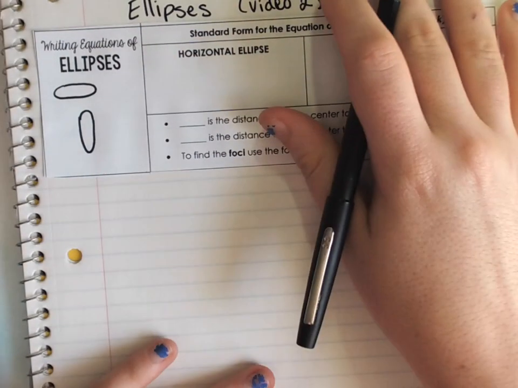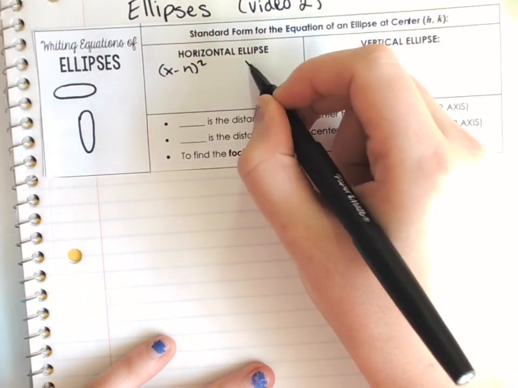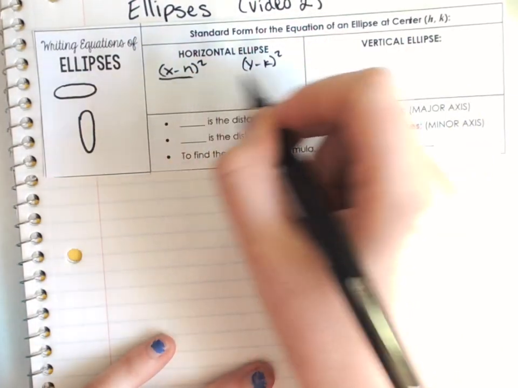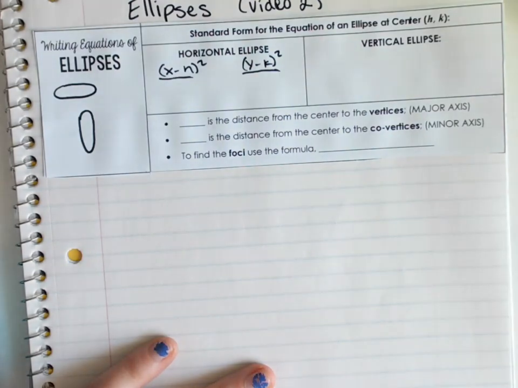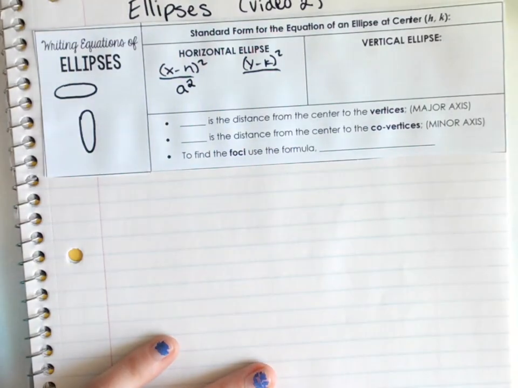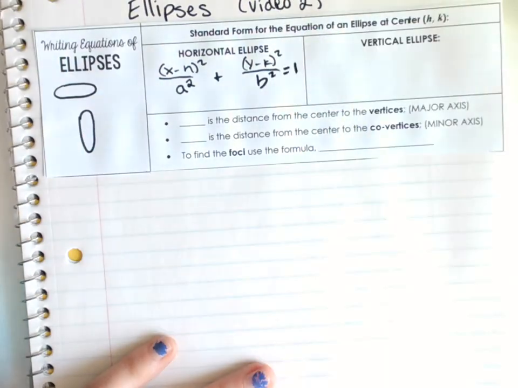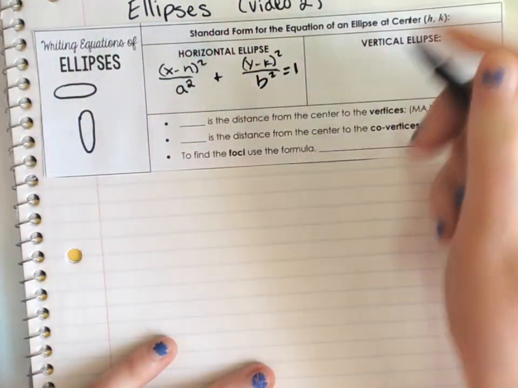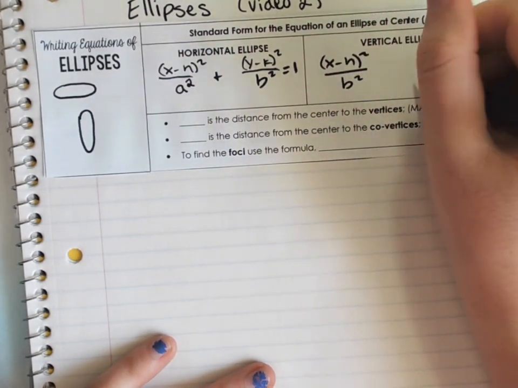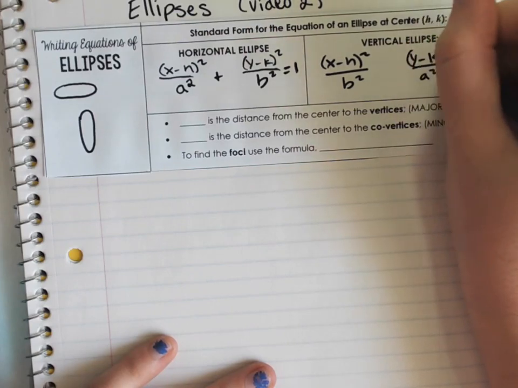The horizontal will start out with x minus h squared, and there'll also be a y minus k squared, very similar to what we've seen with circles. But if it's a horizontal, the larger denominator, or a squared, will be under the x, while b squared would be under the y. And it's always going to be equal to 1. So the difference between the two of them is just where a and b are placed. So this would be x minus h squared over b squared, and y minus k squared over a squared.